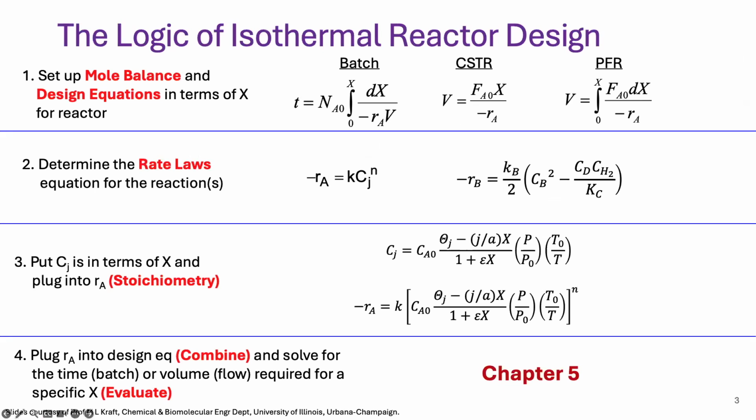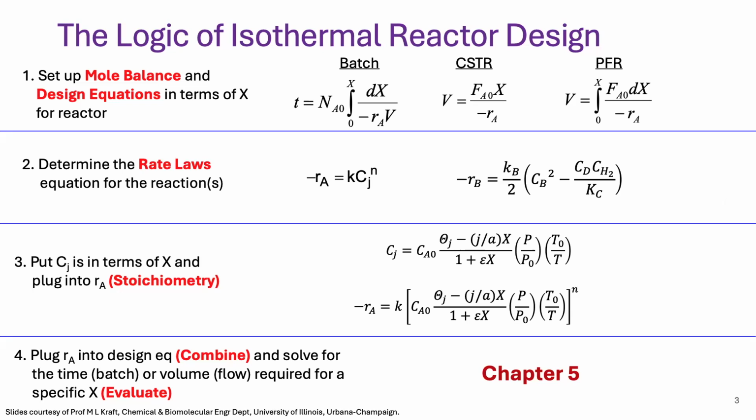We then determine our rate laws, which we said we should determine empirically, but once that information is known, we can write our rate law in terms of concentration. Then we would like to put our concentrations in terms of conversion. This is conversion with respect to our limiting species. We're going to call that A in this case.